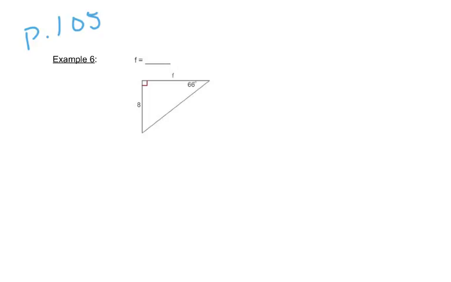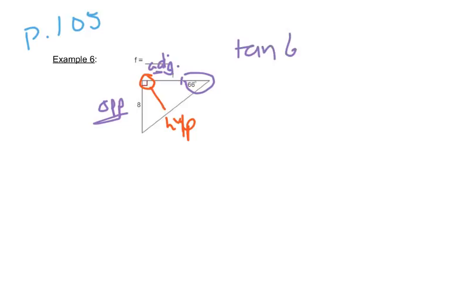We'll pick up where we left off on page 105. So we're trying to find f here, but the angle that's given to us is 66. Here's our right angle, so across from that is the hypotenuse. Across from the angle we're given is the opposite, and the other side that's left is adjacent. So if you look at what we're trying to find, or the pieces we're given here, we have an opposite and we have adjacent. So we want to use the tangent of 66.